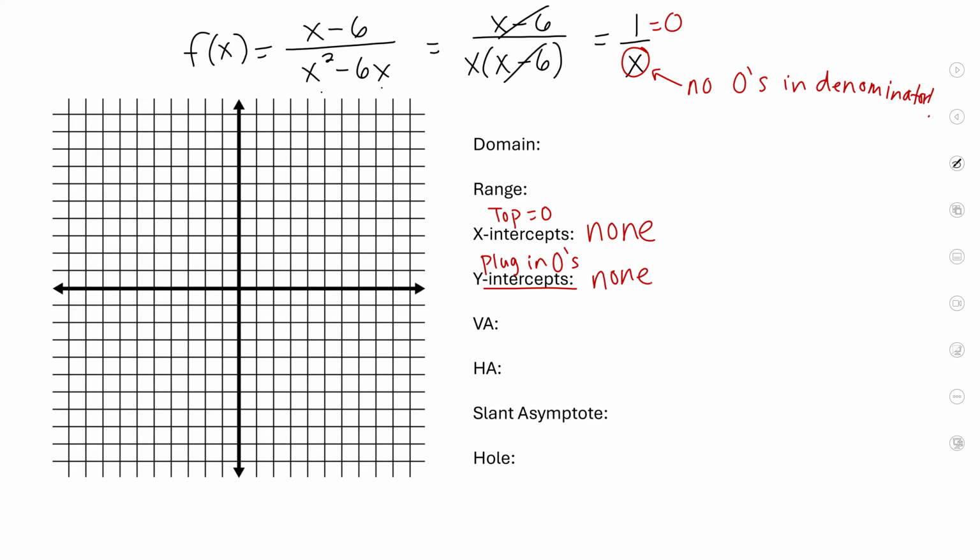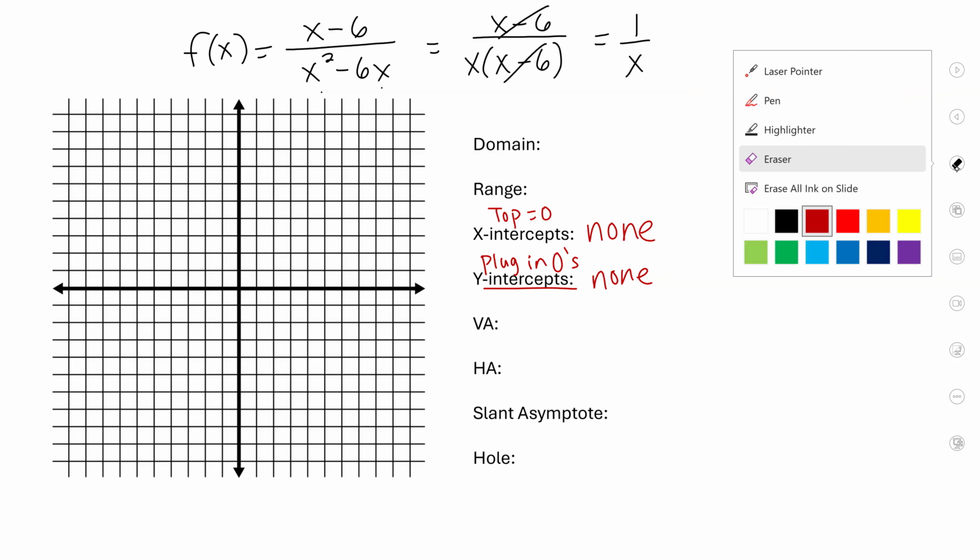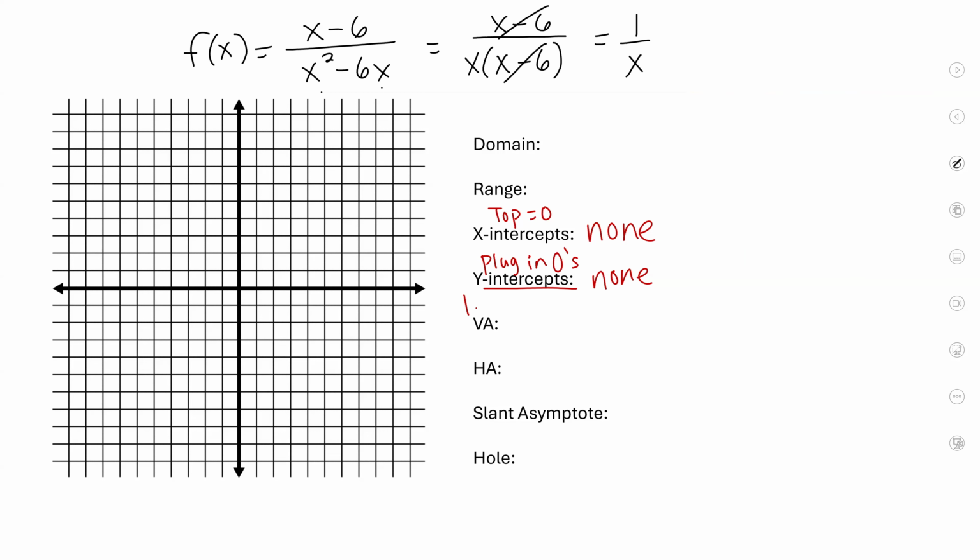Vertical asymptote. This means you set the bottom equal to 0. So if I set the bottom, I'll write that down. Vertical asymptote, you set the bottom equal to 0. So set the bottom equal to 0. You get x is 0. Okay, I can go ahead and graph that. Vertical asymptote is right there.